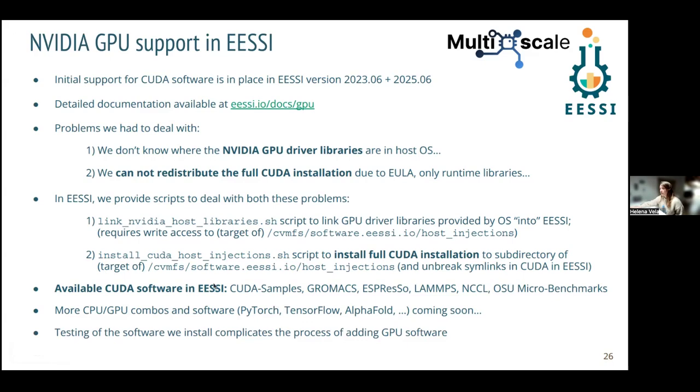And this is some of the available CUDA software you can have in EESSI, like the CUDA samples, GROMACS, ESPResSo, LAMMPS, etc. And as you see, you can have both versions of them. I just showed you GROMACS, which was only CPU, but you can have the GPU-enabled version of this software. So it's not like you only have it with CUDA. You can have everything.